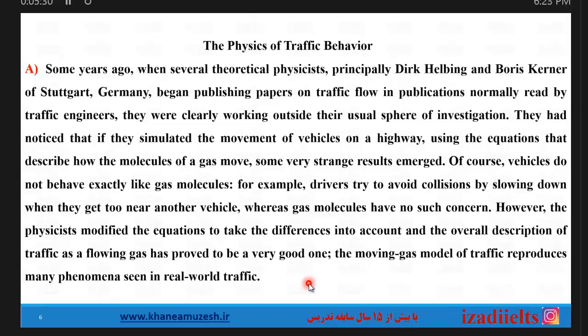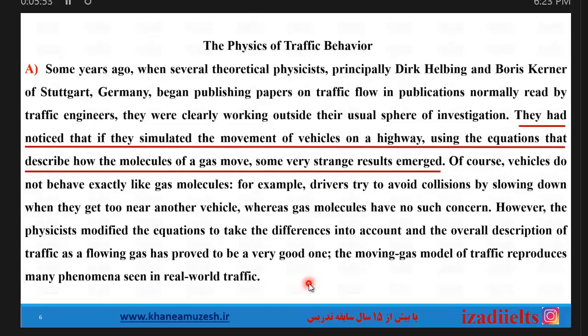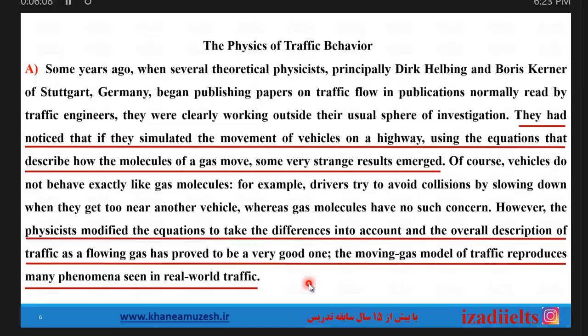So where can you find the key sentences? Can you find the key sentence at the beginning of the paragraph? No. Definitely no. How about middle? And last. I would say middle and last are the best places to find the main point of this paragraph. See, these are the sentences I have underlined. One of them is they had noticed that if they simulated the movement of vehicles on a highway using the equations that describe how the molecules of gas move, some very strange results emerged. And last sentence is physicists modified the equation to take the differences into account.